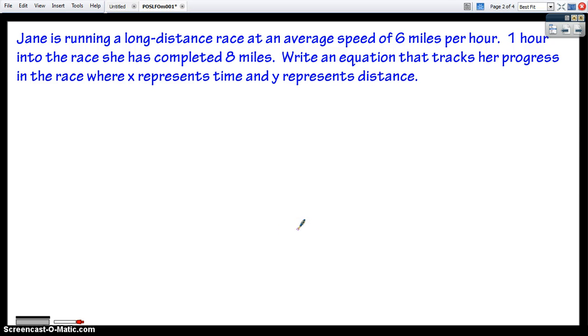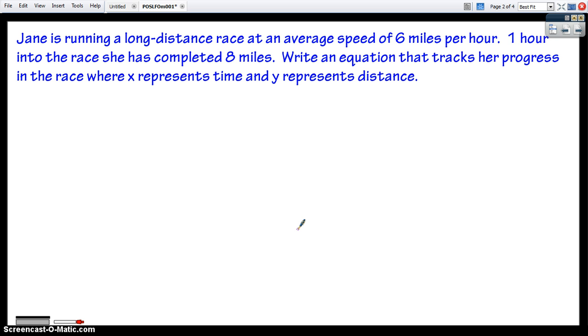So in this video what we're going to take a look at is a situation where point-slope form of an equation would make sense. Here we've got Jane. Jane is running a long-distance race at an average speed of 6 miles per hour. Now when she began the race, 1 hour into the race she had completed 8 miles.